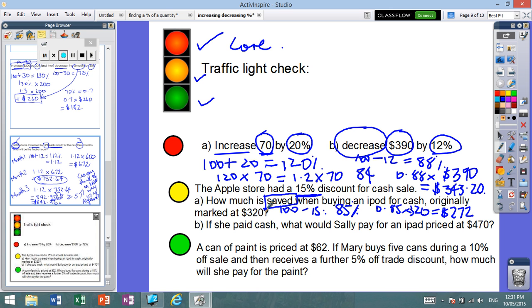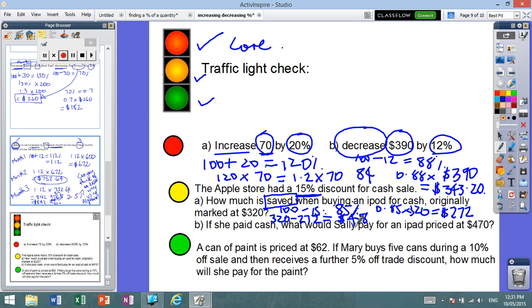So the question is actually asking how much will we save. So you've only done some of the work by getting to 272. You now need to minus 272 from the original price to see how much you have actually saved. So the final answer is that you saved $48 on that cash bargain. So it pays to pay cash when there is this sale on.